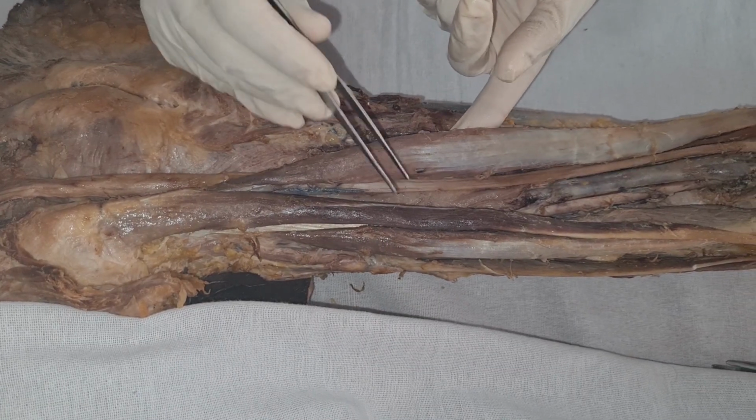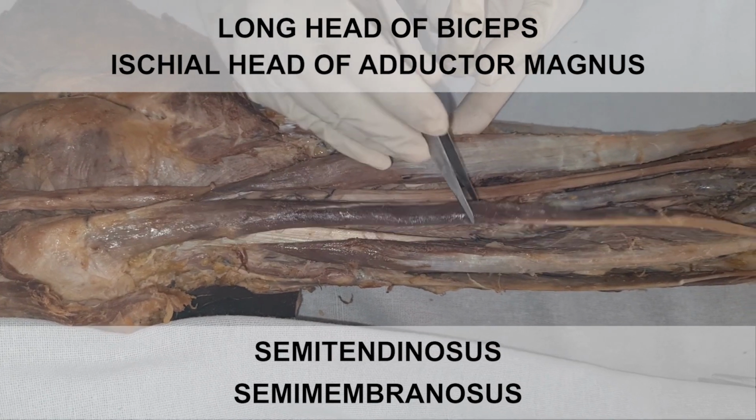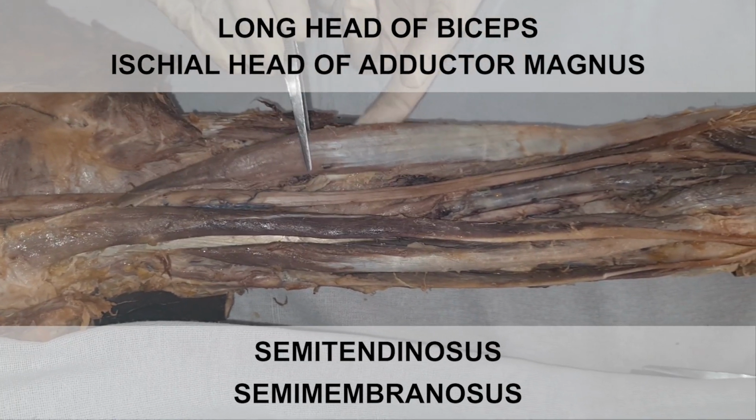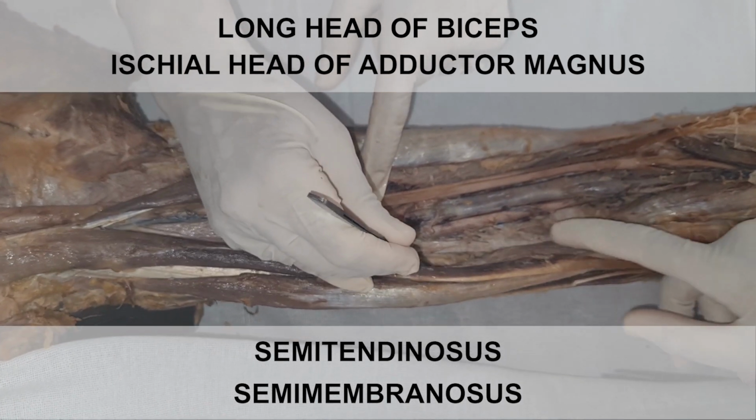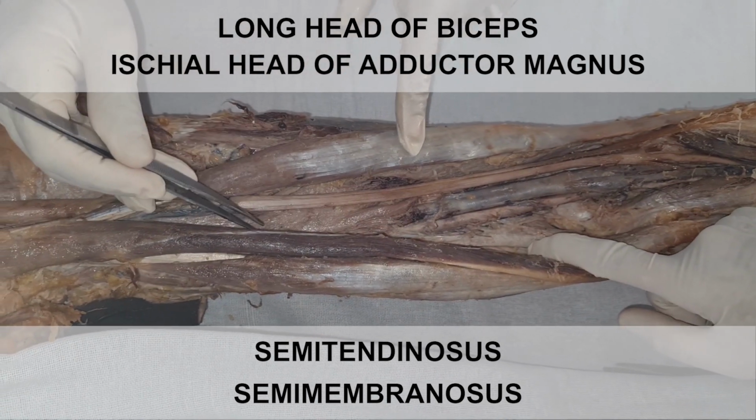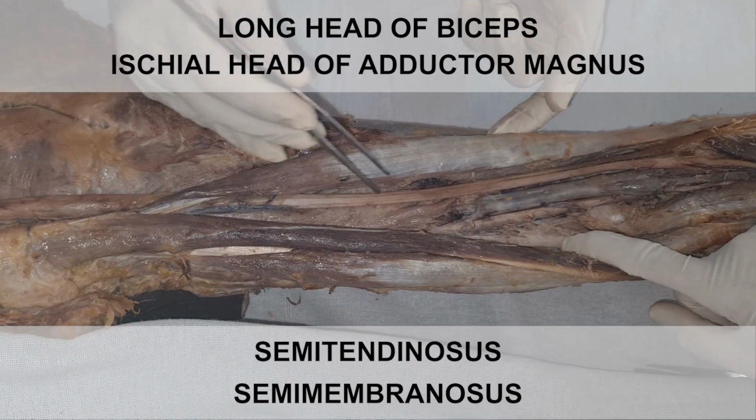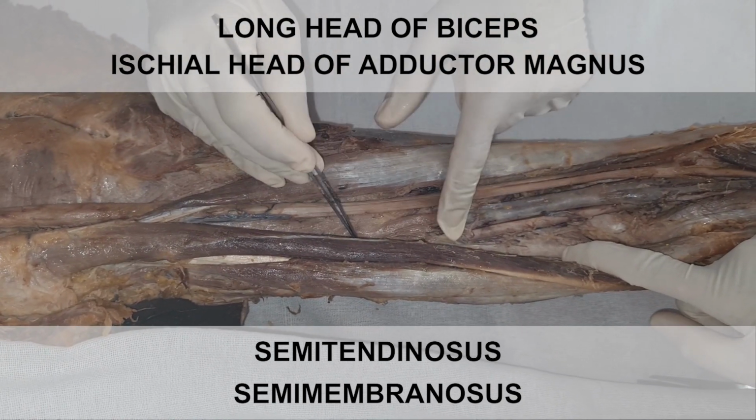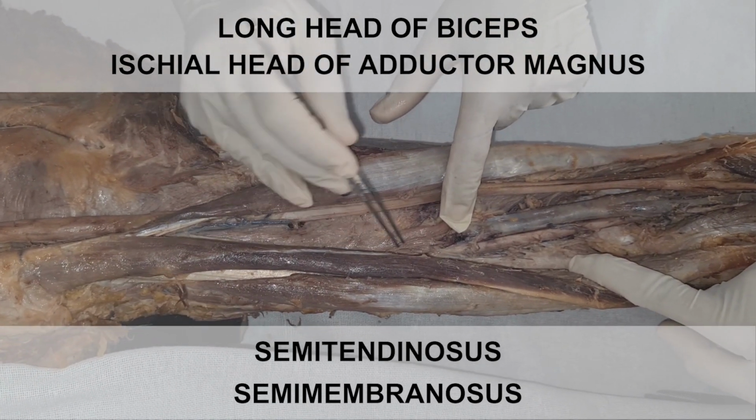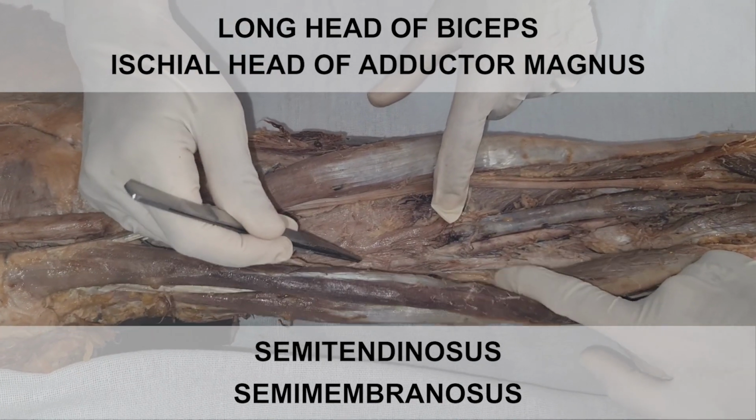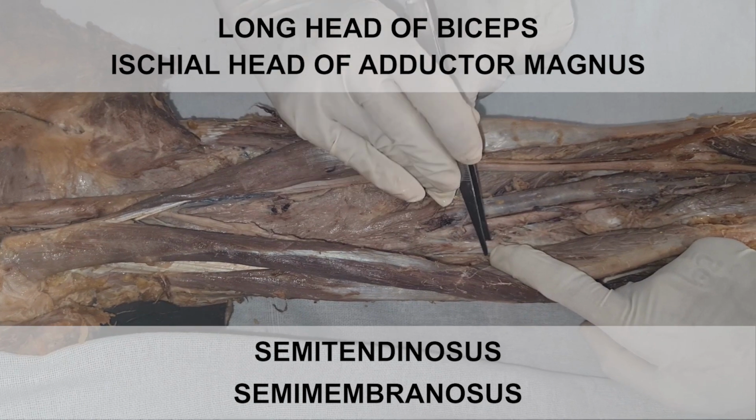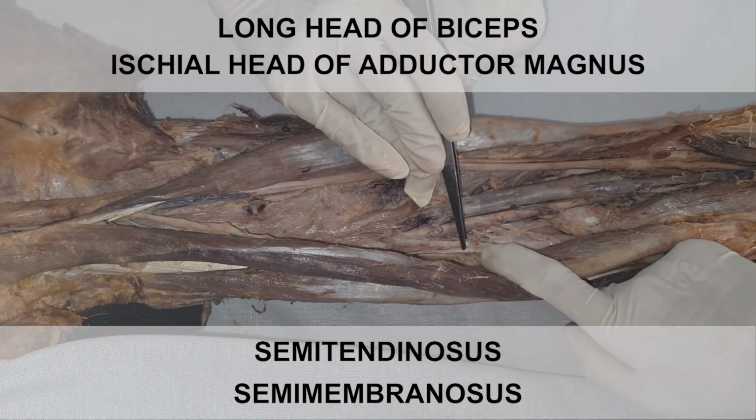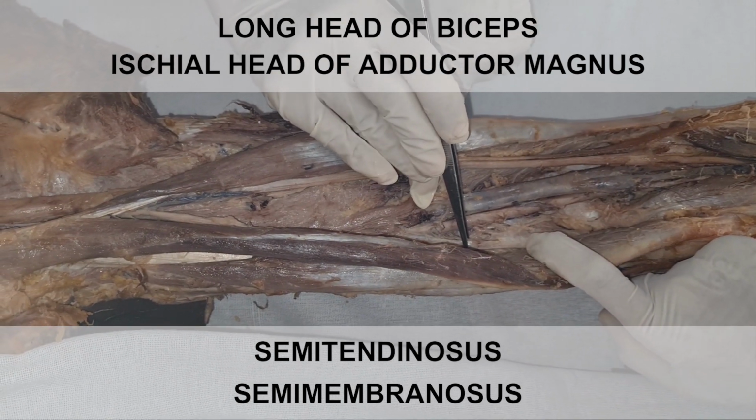These are the four muscles of hamstring group: semitendinosus, semimembranosus, long head of biceps, and ischial head of adductor magnus. All these muscles are supplied by tibial part of sciatic nerve. The adductor magnus has a dual nerve supply. Most of the fibers of adductor magnus are supplied by posterior division of obturator nerve. Only the ischial fibers are supplied by the tibial part of sciatic nerve.